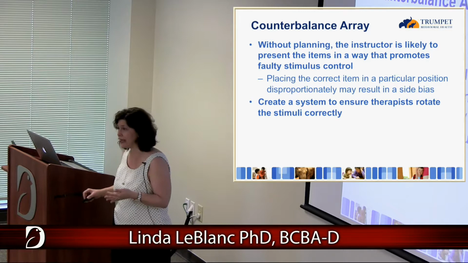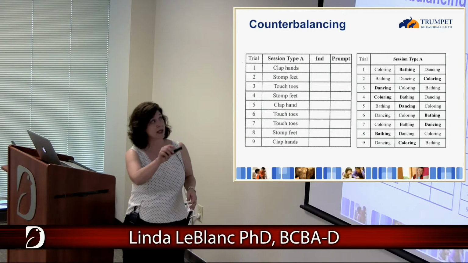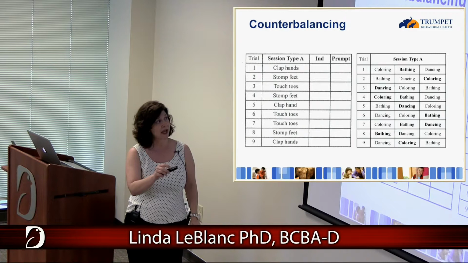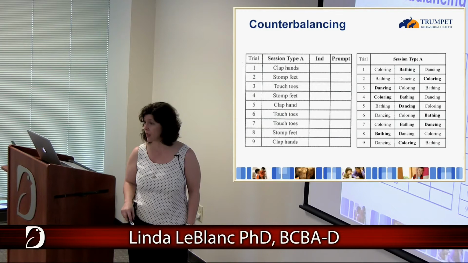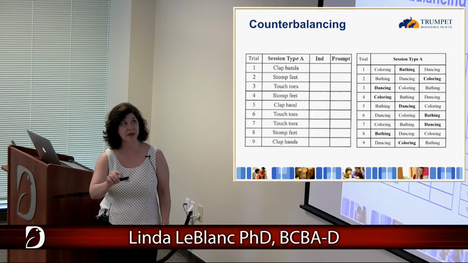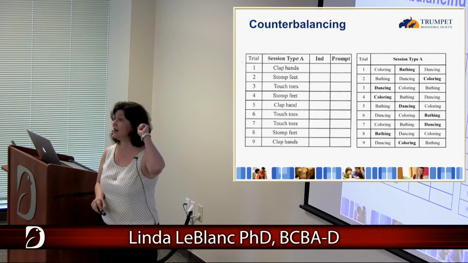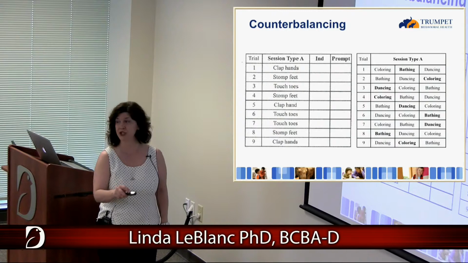If you're doing listener responding, program the 3 behaviors: clap hands, stomp feet, touch toes. And what you'll see is they're rotated in order. Each one is in here 3 times, right? This is a selection. So it's a picture of someone coloring, bathing, or dancing. And what you'll see is the bolded stimulus is the correct one for that trial. That's what I say out loud. And it tells you what position each one goes into.